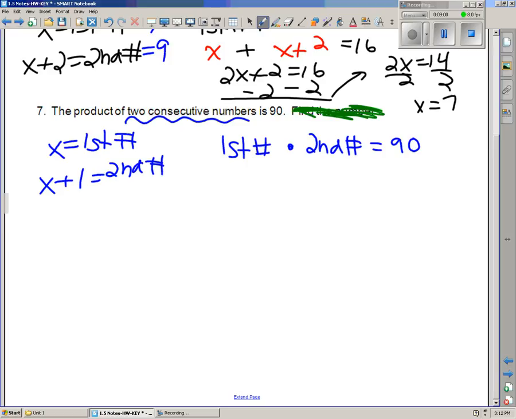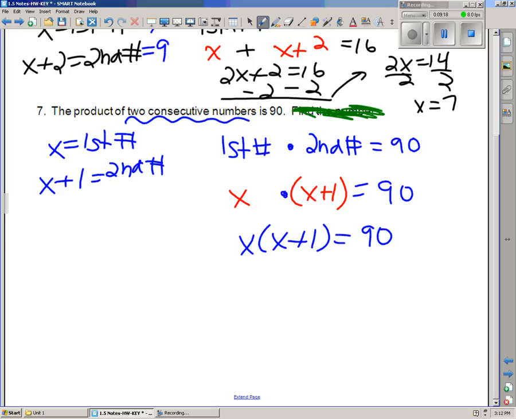Well, that shouldn't be too terrible. My first number is x, and my second number, it's a binomial, so it should be in parentheses. It's x times the quantity of x plus 1. What you probably would see would be something like this, without the multiplication symbol, just x times x plus 1 equal to 90. Two more to go.